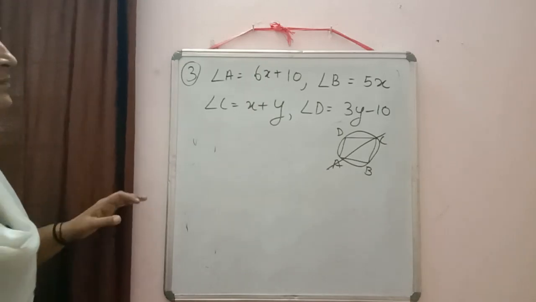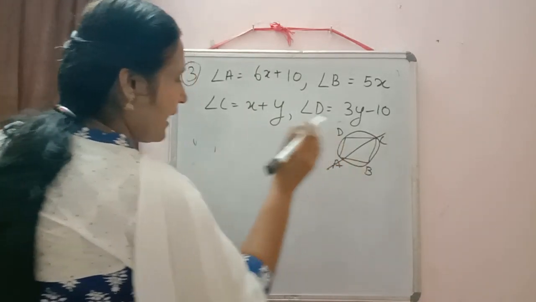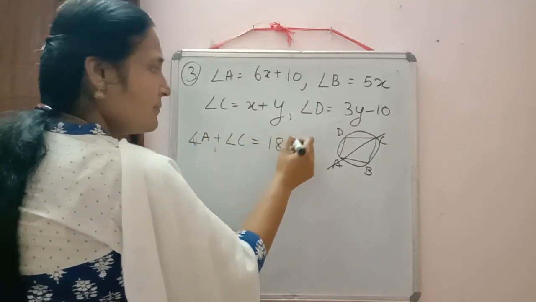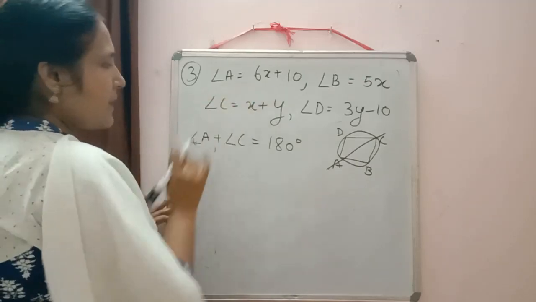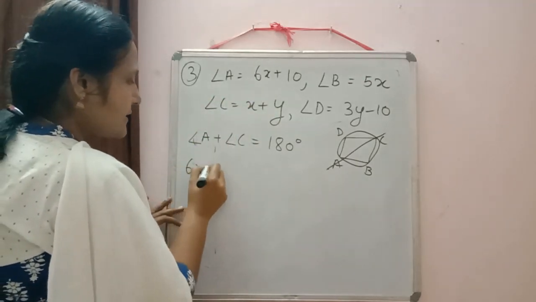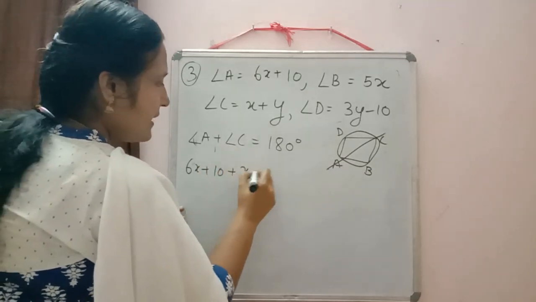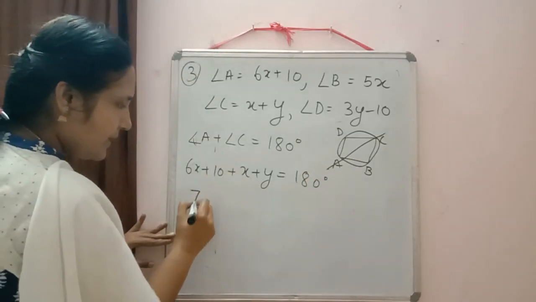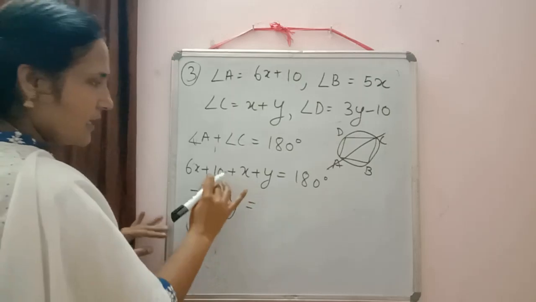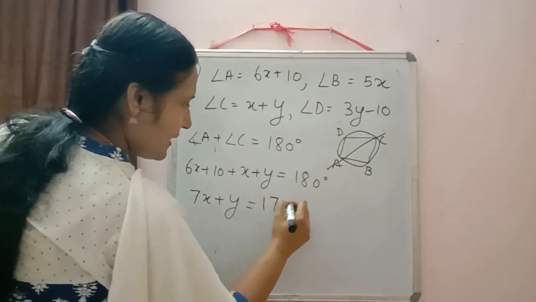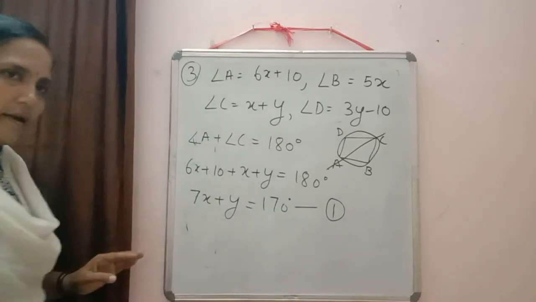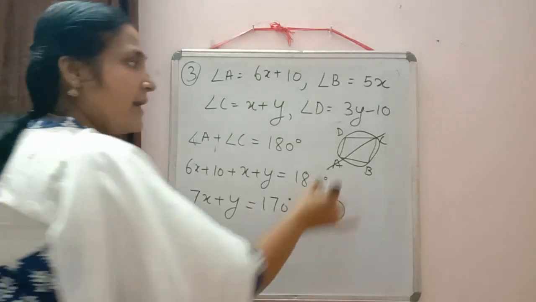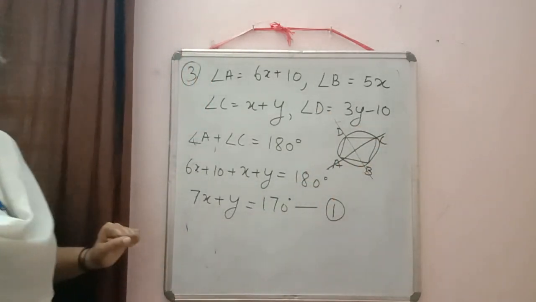Cyclic quadrilateral. So our opposite angles are angle A and angle C. The first information is angle A plus angle C is equal to 180 degree. Now I am applying that. Angle A is equal to 6x plus 10, angle C is x plus y, is equal to 180 degree. So 6x plus x will be 7x plus y is equal to 180 minus 10, so we will get 170 degree. Equation 1. So we used angle A plus angle C is equal to 180 degree. In the same way, angle B plus angle D is also equal to 180 degree.